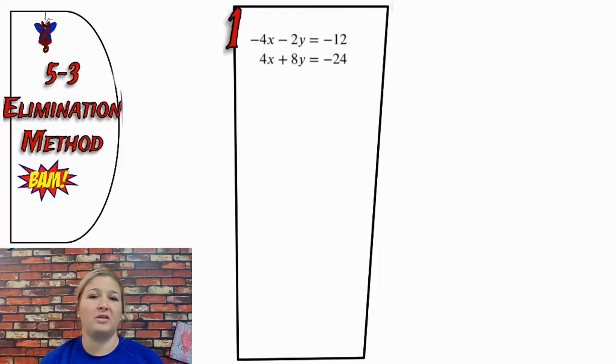We're going to learn about our last method to solve systems of equations here. We're going to look at the elimination method. So we're going to eliminate one of the variables based on adding the two equations or subtracting the two equations together. Mainly, we're just going to look at adding.